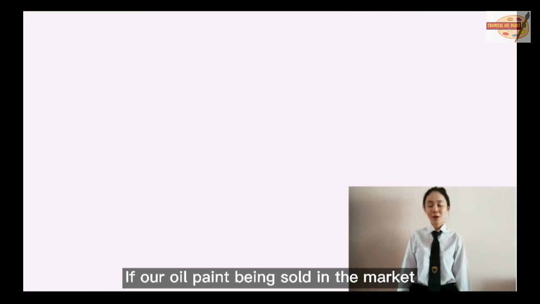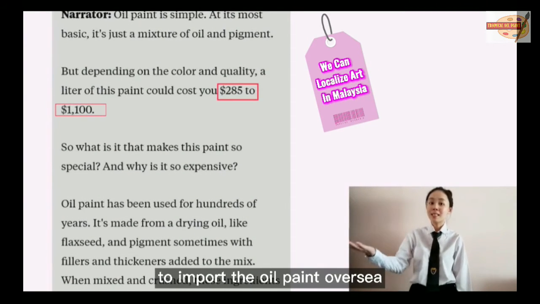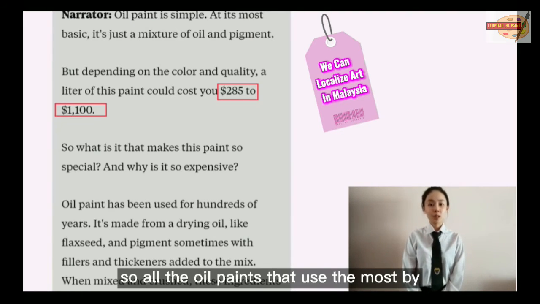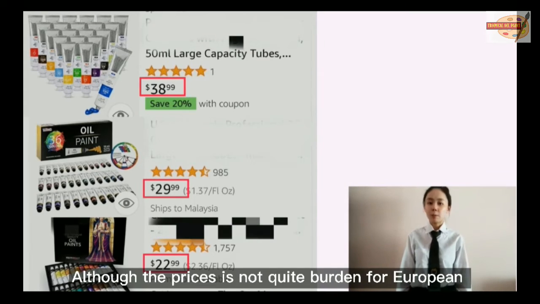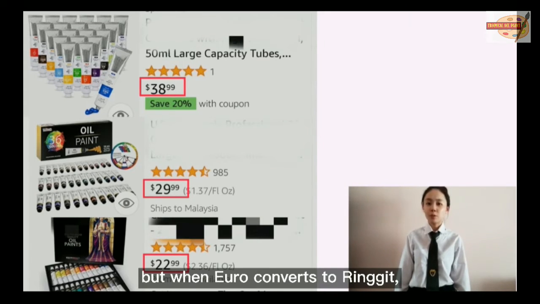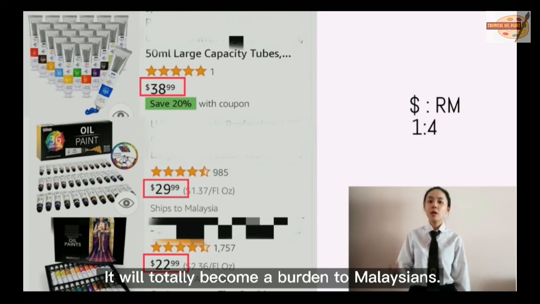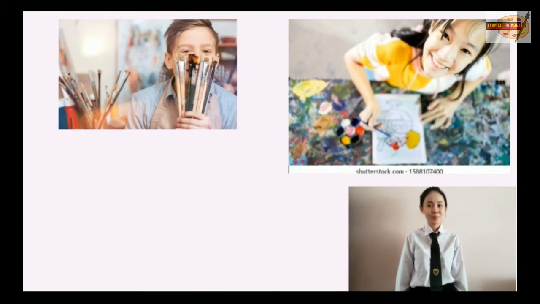If our oil paint is sold in the market, Malaysian artists don't need to import oil paint from overseas, which is more expensive. It is because nowadays Malaysia does not have local oil paint, so the oil paints used the most by artists are from China and Europe. Although the price is not quite a burden for Europeans, when Euro converts to Ringgit, the price will be fourfold. It will totally become a burden to Malaysians. So, our oil paint can make it easier for them to complete their artist dream.